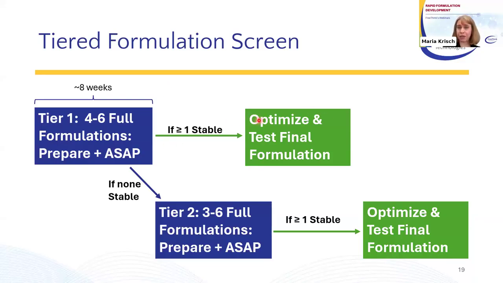If that's the case, we would then recommend optimizing that formulation and testing it again. If none of them are stable, hopefully you got some useful information from the first 4 or 6 that were not stable. You can reformulate, make some changes, and do tier 2 of some new formulations. Again, prepare those and perform an ASAP study, and hopefully one of those will be stable enough to go forward.